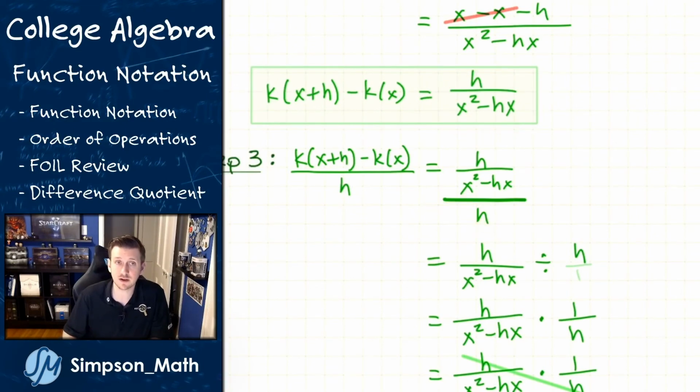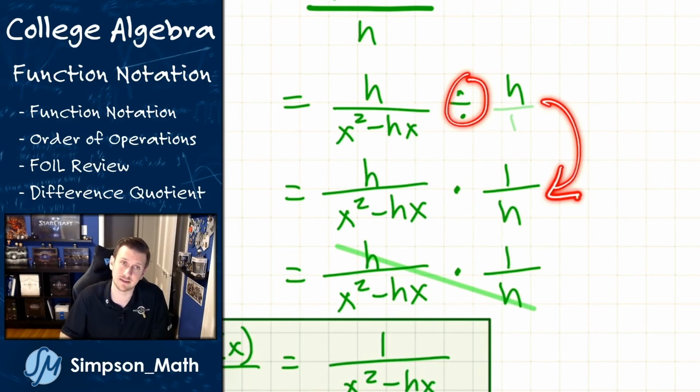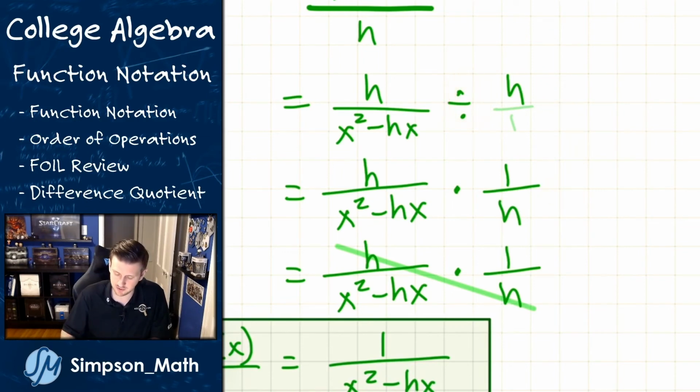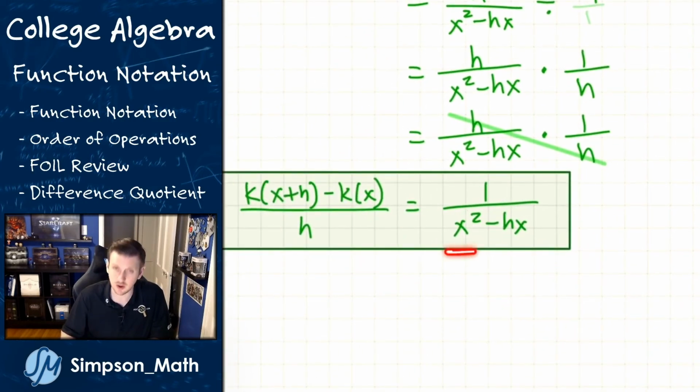So now we're going to divide. This big fraction bar is division. So I'm going to just rewrite this as division. And when I do, I can say that this is h over x squared minus hx divided by h over 1. I'm going to then change this to multiplication and multiply times the reciprocal. When I do, notice that the h is reduced to 1. And so now we're left with just 1 over x squared minus hx.